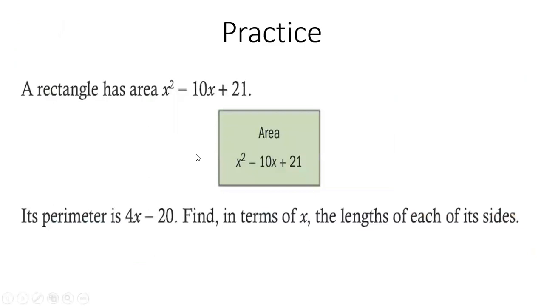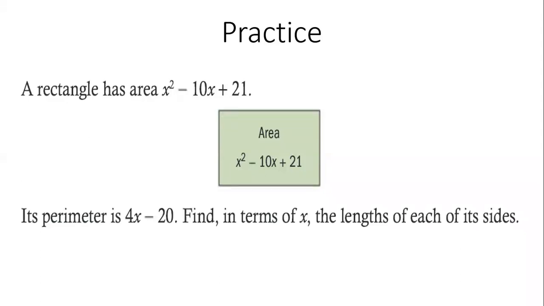Okay, we continue. Okay, guys. For example, the question is like this. I want you guys to spend about 5 minutes to solve this question. A rectangle has area x squared minus 10x plus 21. Its perimeter is 4x minus 20. Find in terms of x the length of each of its sides. I want you to have your notebook or any paper with pen and start solving this question. Let's have a practice. Don't just think that the practice is only about the assignment. No, we can do it now in online learning.